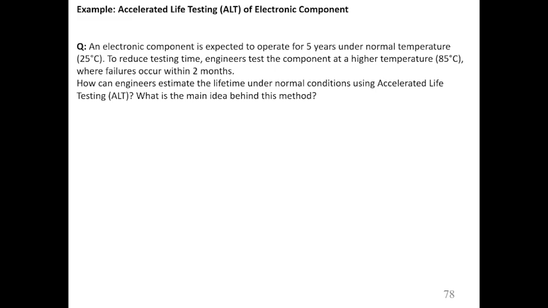Okay, this is another example about accelerated life testing, ALT, of an electronic component. The question is that an electronic component is expected to operate for 5 years under normal temperature, 25 degrees centigrade. To reduce testing time, engineers test the component at a higher temperature, 85 degrees centigrade, where failures occur within 2 months.